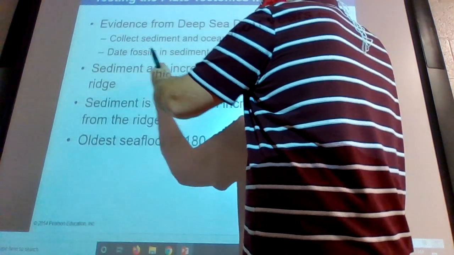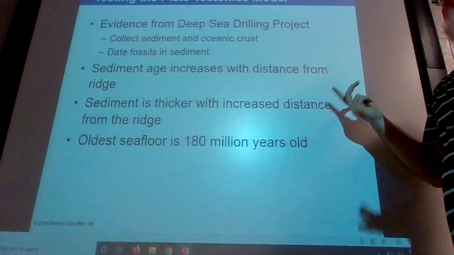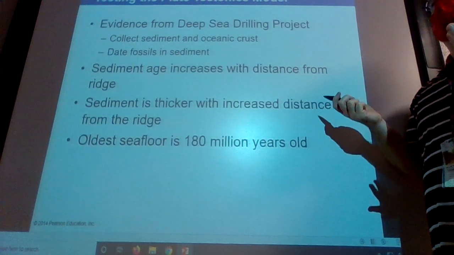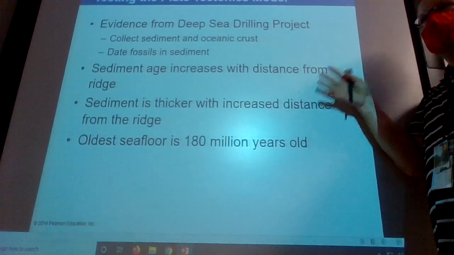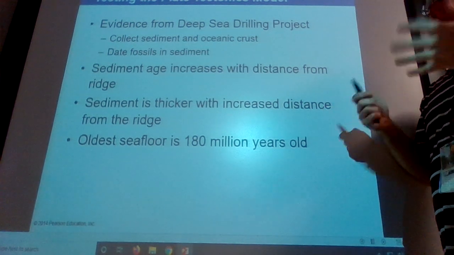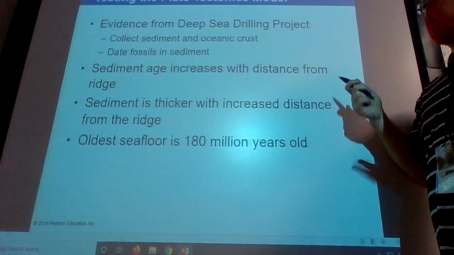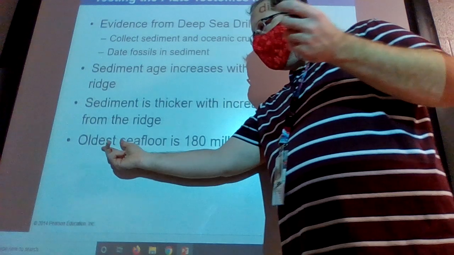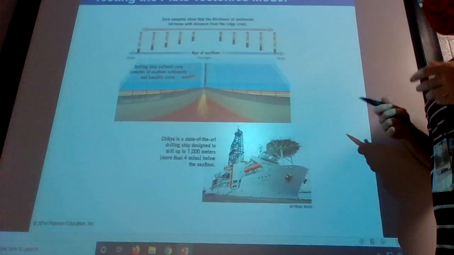The further away you get from that ridge, the sediment gets older and older and older. The fossils get older and older, which tells you that that rock has been around a little bit longer than the stuff in the middle. And so if the stuff in the middle is younger, the stuff on the outside is older, you can kind of see the way that that mid-ocean ridge is producing new crust there in the middle. And again, we mentioned this before, the oldest seafloor is about 180 million years old.